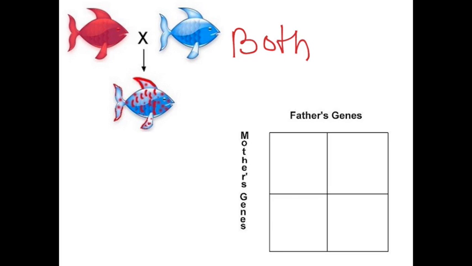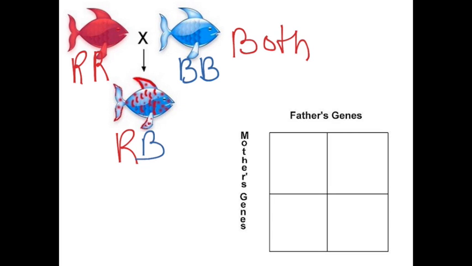Both are dominant. So to look at this, to complete a Punnett square, it's going to be very, very similar to the incomplete dominance. The red dad will be big R, big R. The blue mom will be big B, big B. And the spotted baby will be big R, big B. That shows that you have a blue and red spotted baby.